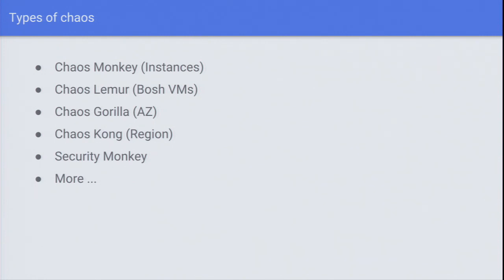Another type, Chaos Lemur, works on the VMs generated by BOSH. So if you are using Cloud Foundry or spinning up any kind of services with BOSH, then you will be able to test that. Chaos Gorilla will be simulating losing a full availability zone. Chaos Kong will be losing a full region, so you lose the whole West Coast or East Coast. So you can try if your replication is working, your load balancers. And the last one is the Security Monkey, which does random stuff related to security. If you Google it, you will find a bunch of scripts and services that you can already reuse.